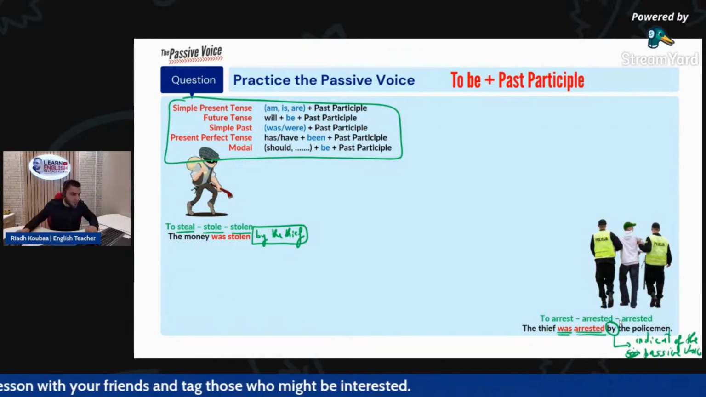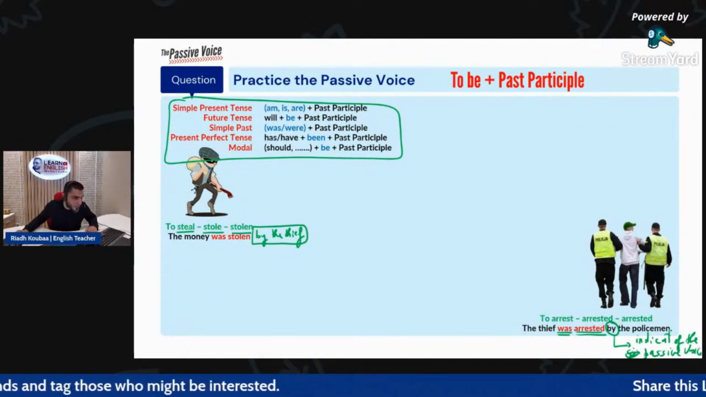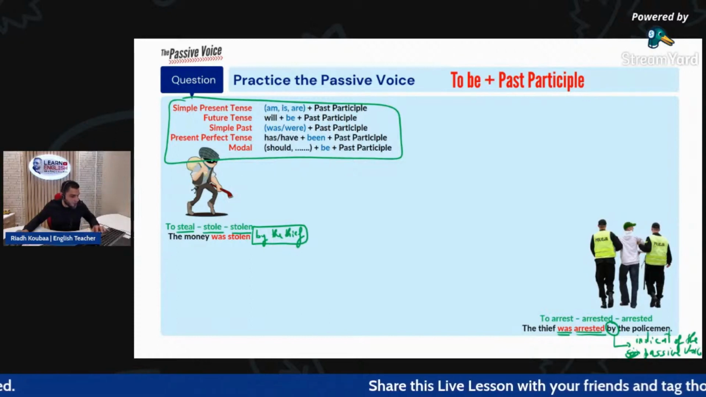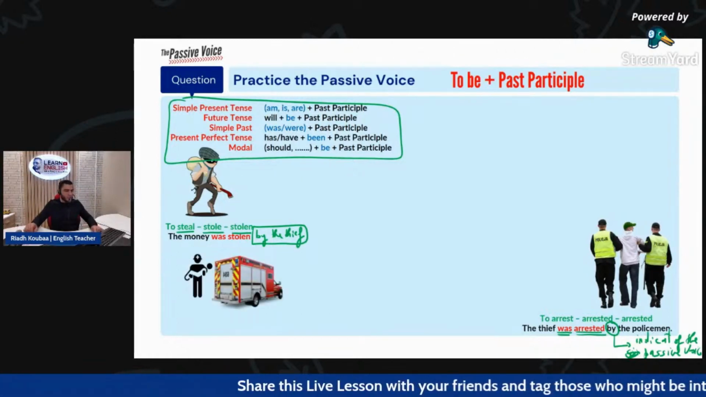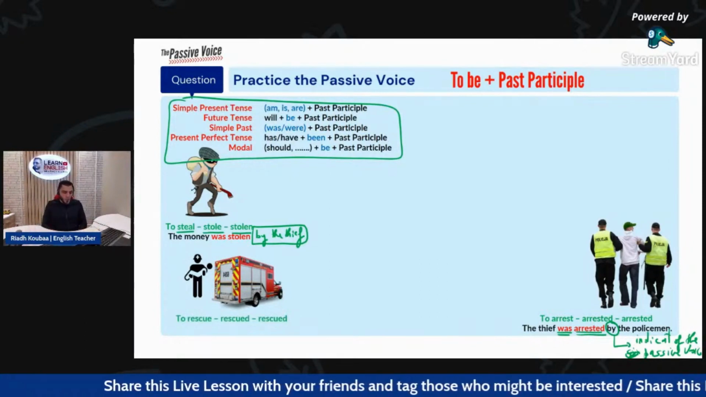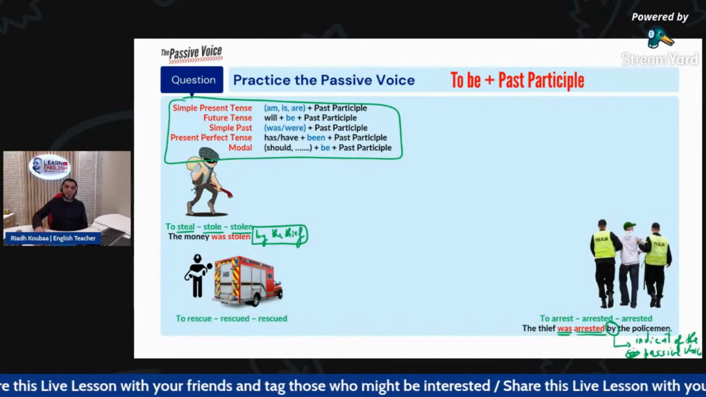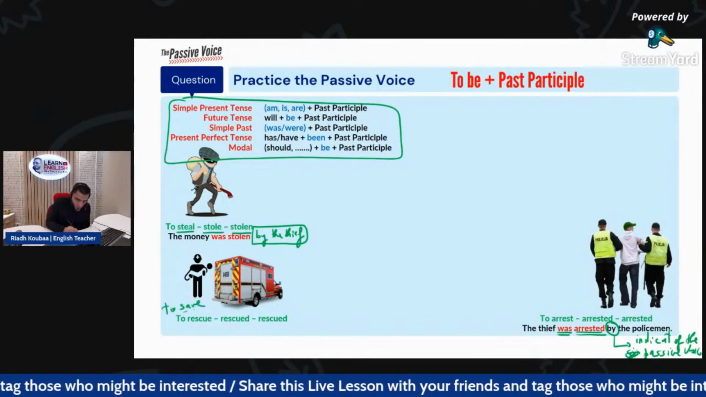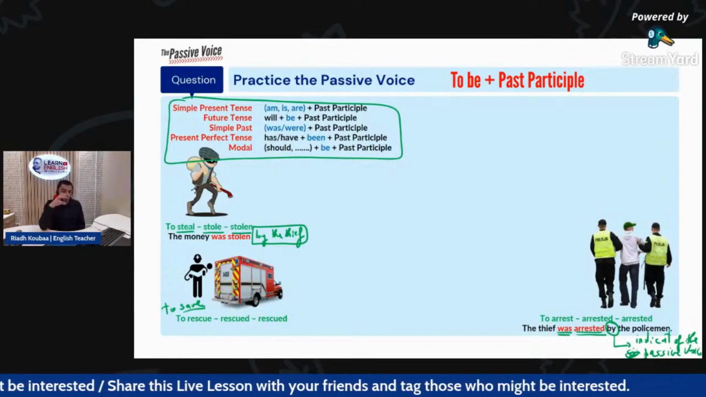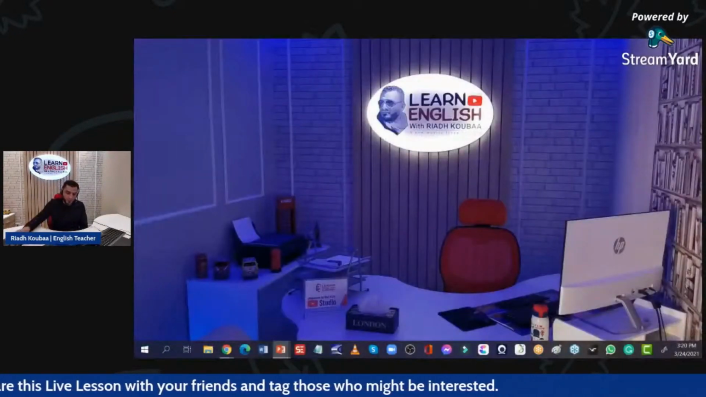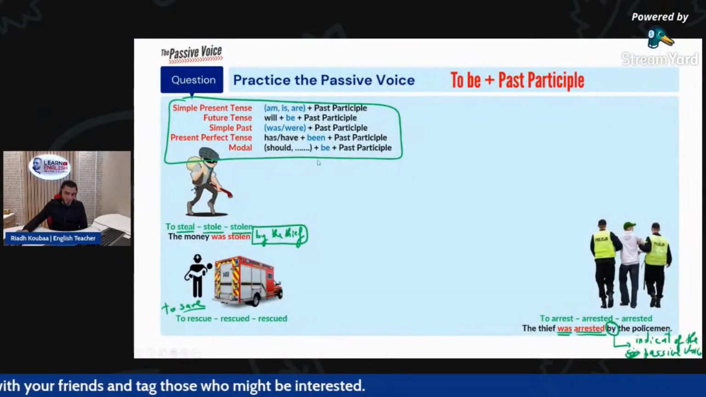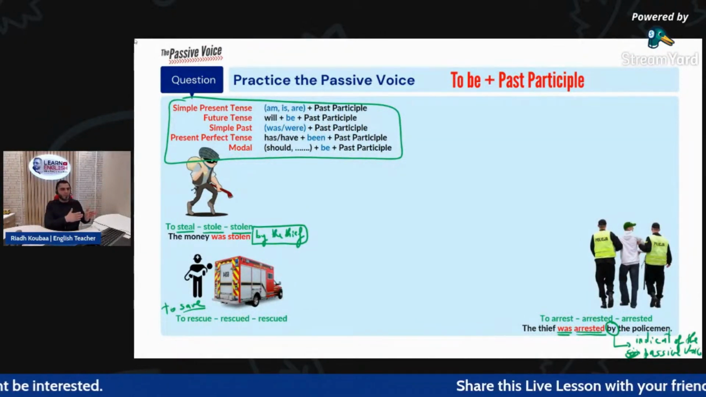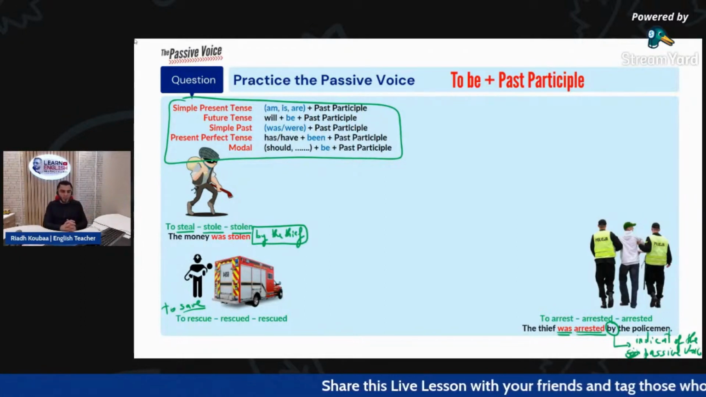Very good. So again, the thief was arrested. Asma, excellent. Very good. So Ahmed Jarboui, excellent. The thief was arrested. So how about this one? The verb is to rescue, which means, or the synonym is to save. If I ask you, did this man die? No, he didn't die. Fortunately, what is the sentence? What is the correct answer?